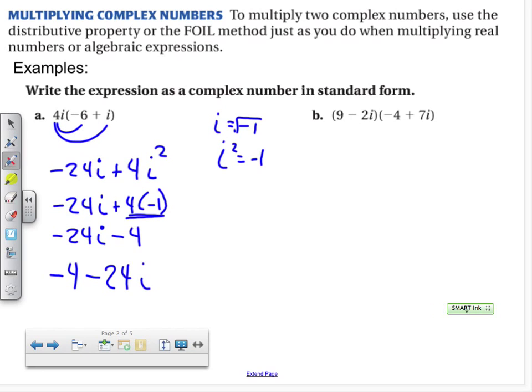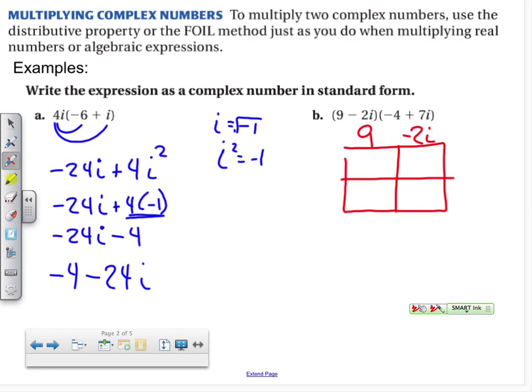All right, let's look at the second one. What would we do if that was x? Well, we'd FOIL it, or we'd use the box, whichever method you use. I'm going to use the box. It's going to be 9 minus 2i and negative 4 plus 7i. And I'll fill in my box. Negative 4 and 9 is negative 36. Negative 4 and negative 2i, that's 8i. 7i and 9 is 63i. And then negative 2i and 7i is negative 14i squared.